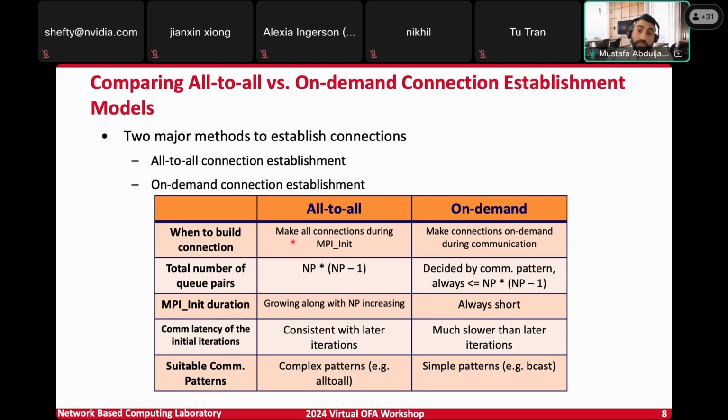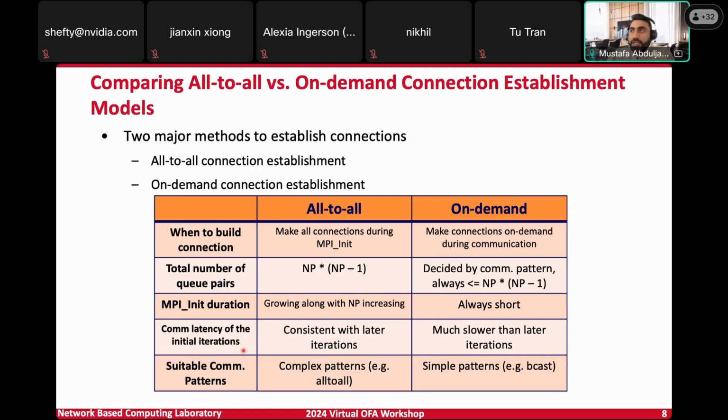And this obviously blows up the MPI init time for the all-to-all connection establishment. So any reduction in this time would result in reduced MPI init time. However, for on-demand, since it happens during the communication, the MPI init time is not impacted by that.